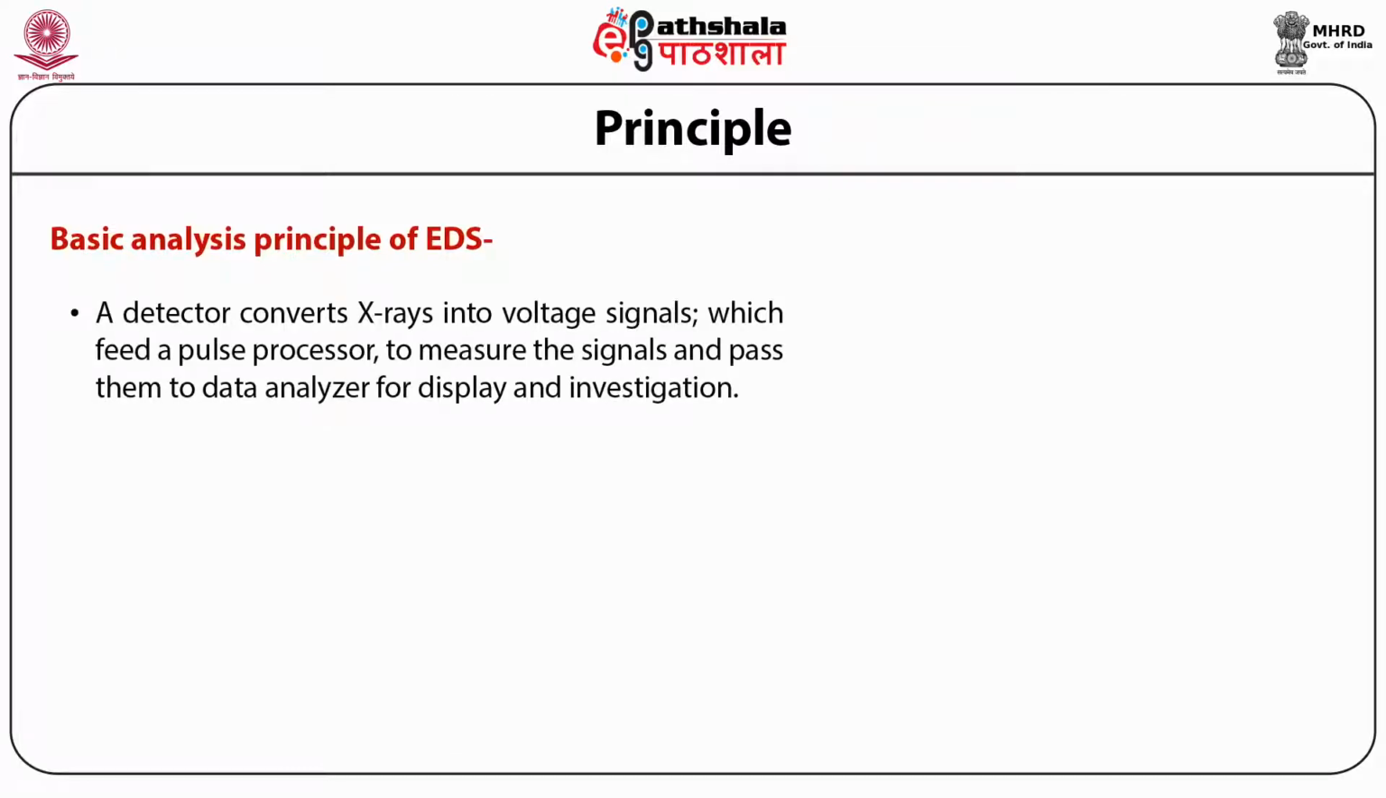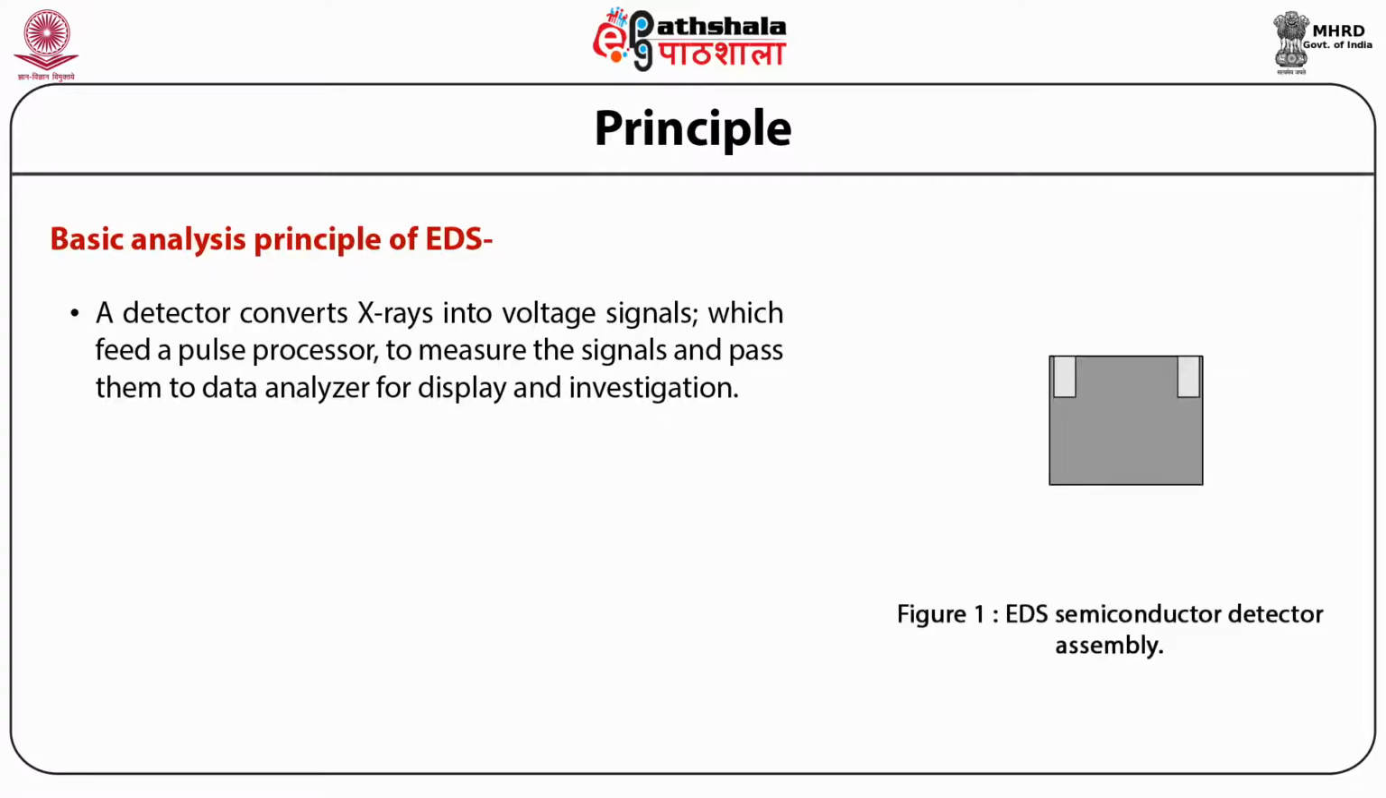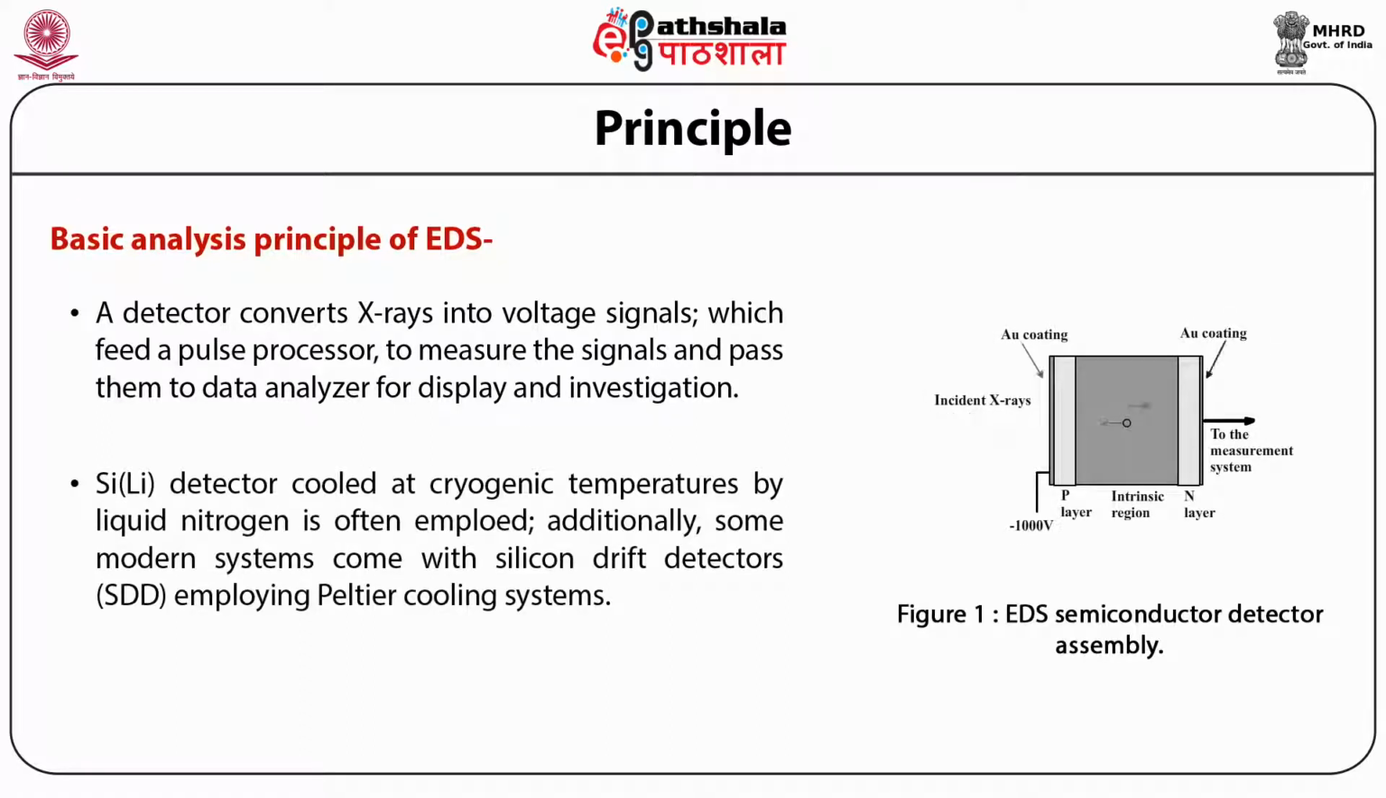A detector converts X-rays into voltage signals, which feed a pulse processor to measure the signals and pass them to a data analyzer for display and investigation. The EDS semiconductor detector assembly is shown in the figure. The silicon or lithium detector, cooled at cryogenic temperatures by liquid nitrogen, is often employed. Additionally, some modern systems come with silicon drift detectors (SDD) employing Peltier cooling systems.